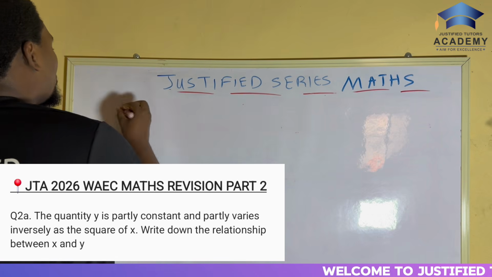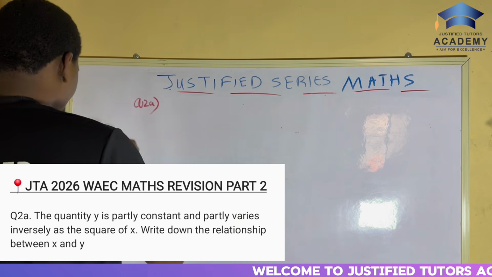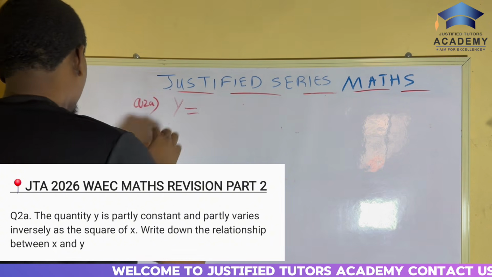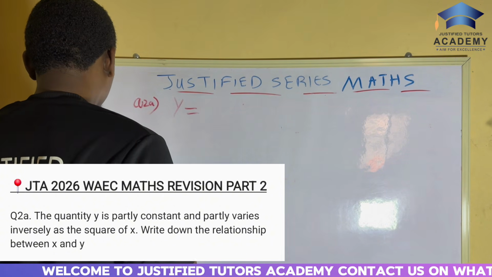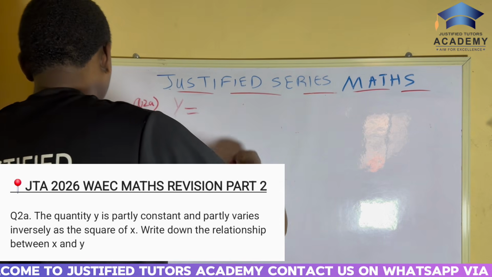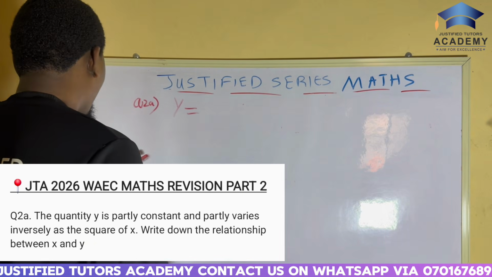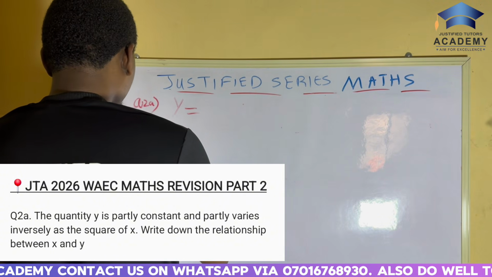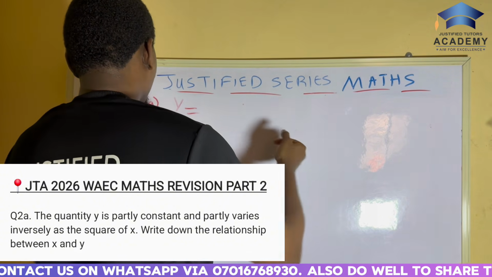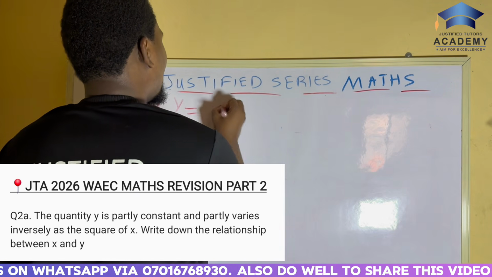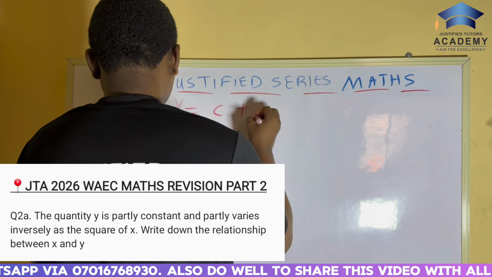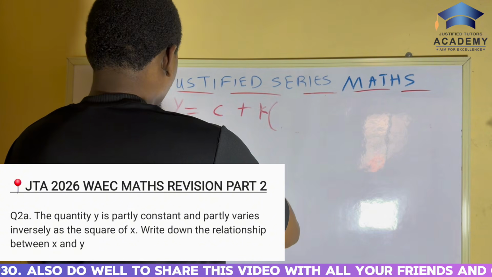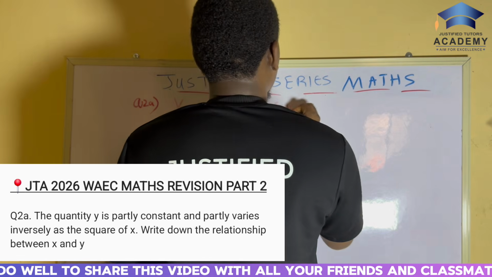So you write, question 2a. Now, quantity y, we write y first. Y is partly constant and partly varies as the square of x. So when you hear partly constant, partly varies as the square of x, you add this constant here. Then you add your first value. It's partly constant and partly varies as the square of x. That's it.